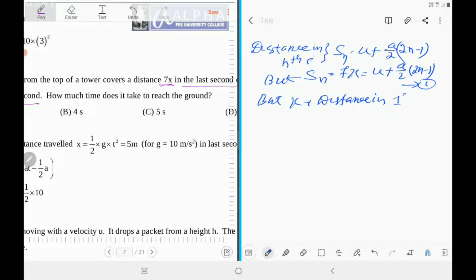For the first second, we can use s equals ut plus half at squared. First second means 1 second, both are the same. That's why use this relation for this: S equals ut plus half at squared.